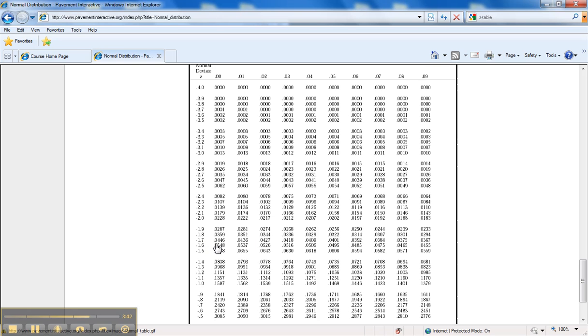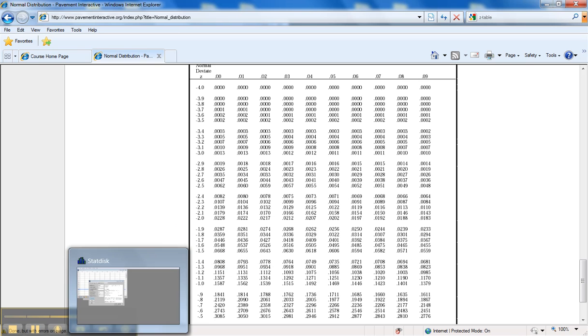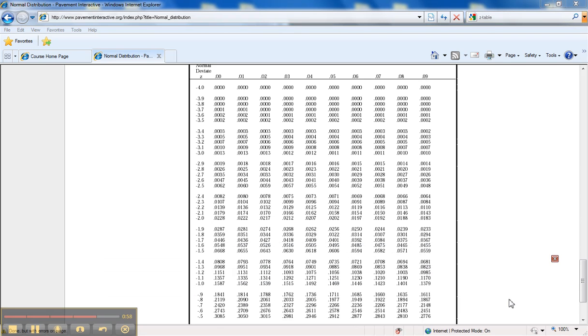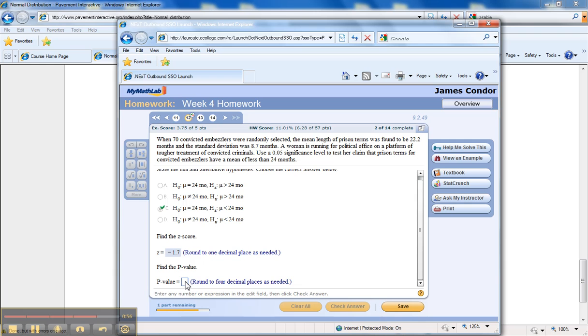The negative 1.7 is 0.0446 according to the z table. And the z table is in the back of your book on page 446. So 0.0446. And let's go into the problem again. And this is going to be 0.0446. So hopefully it'll accept that answer. So we got a well done on that.